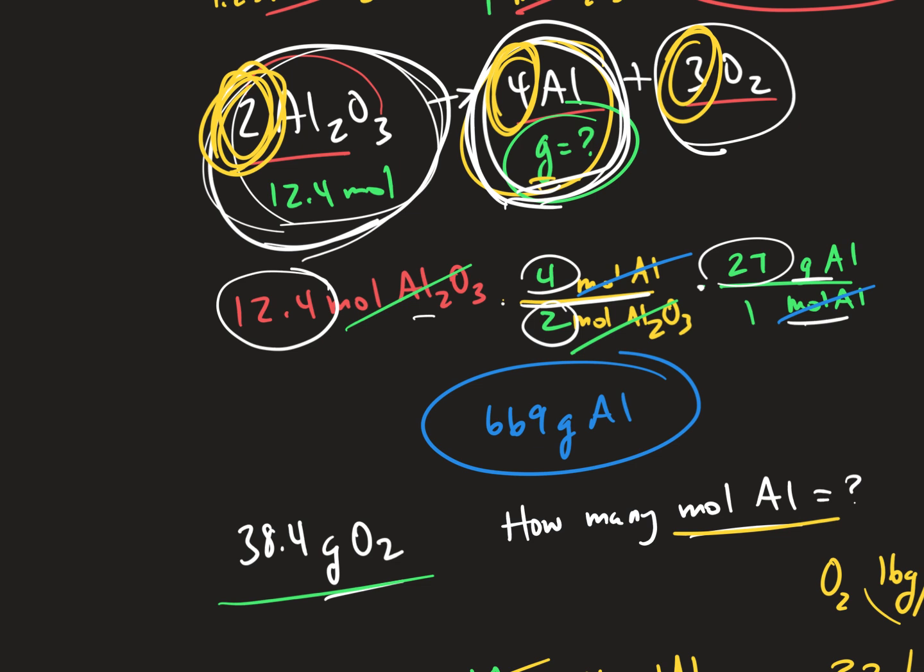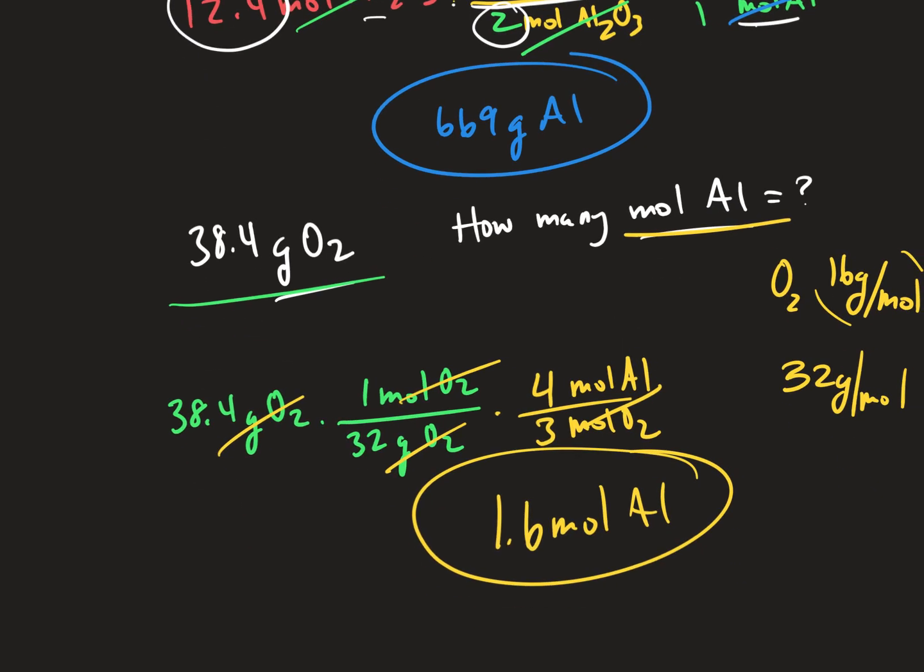So this is saying if we produce 38.4 grams of oxygen, we should also produce 1.6 moles of aluminum. If everything went perfect, that's what we would get. These are just predictions, guys. When I say just predictions, they're great predictions. But if we mess up on our measuring in the lab, we're not going to get this, right? Any other questions?